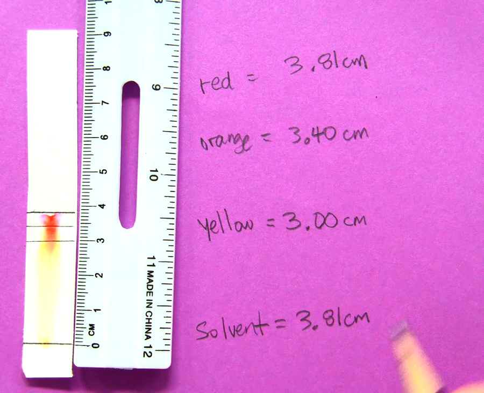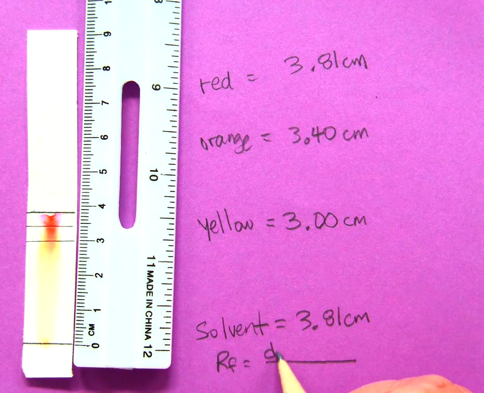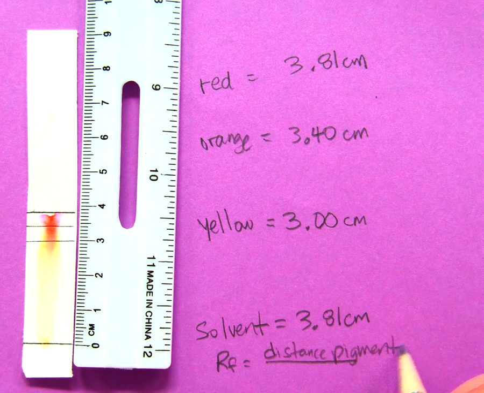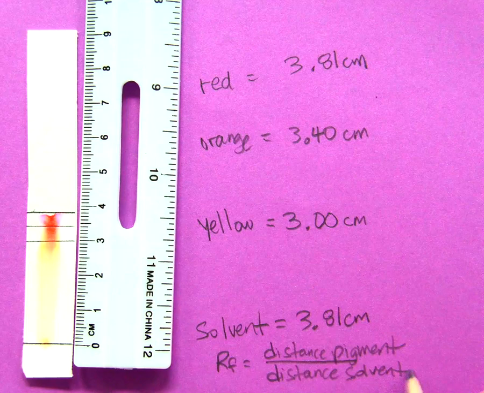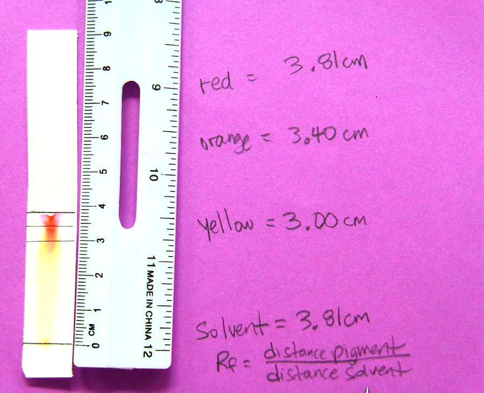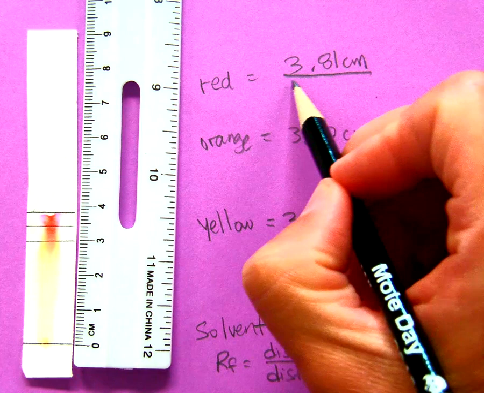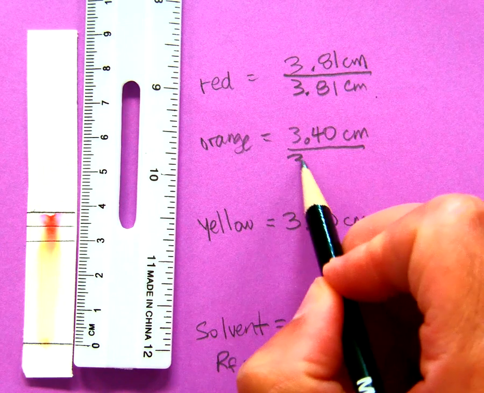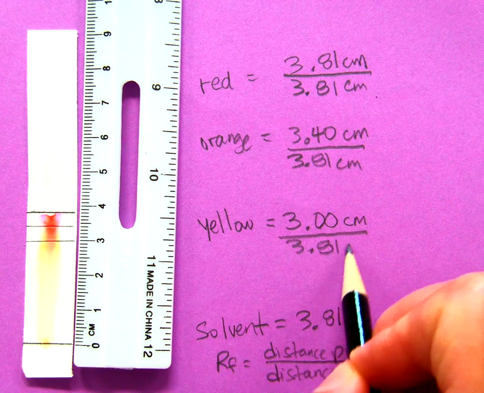An RF value, I'll write it over here, is equal to the distance of the color, which is a pigment, compared to the distance of the solvent. So it's a ratio, the ratio of the pigment to the solvent. So since the solvent was 3.81, I'm going to write that for each of these: 3.81 centimeters, 3.81 centimeters, and 3.81 centimeters.